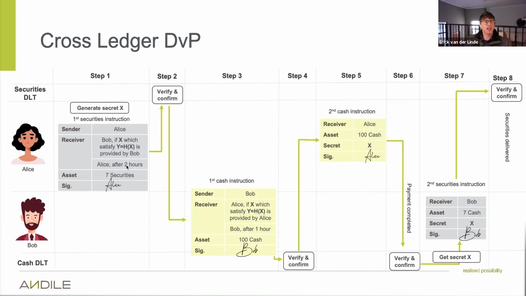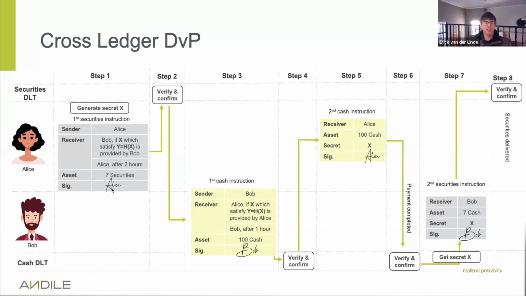But then there's a second part to this transaction. If after 2 hours, Bob has not claimed these 7 securities, Alice will receive a refund. So Alice will receive all 7 of the securities back. She then signs this document and she submits it to the securities ledger, as you can see there in the first row. So the securities DLT is happy. They can validate that this is indeed signed by Alice, and they confirm and apply it to the ledger state.